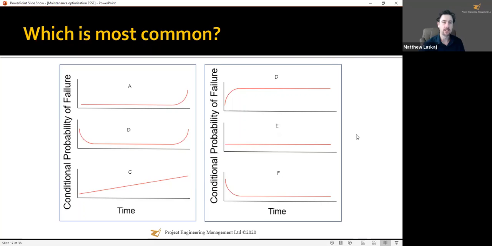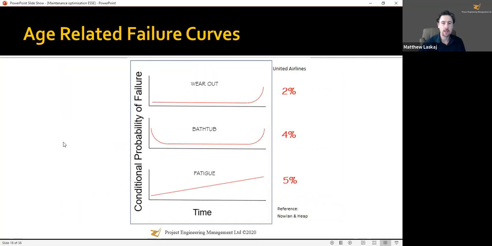What they actually found is something completely different. 2% followed the classical failure profile. So 2% of equipment failures that Nolan and Heap found followed the classical, what we call the wear out. 4%, which is what everyone always assumes is typical for failure, the good old bathtub curve, only 4% of failures followed that. 5% is what we call the fatigue. So as it gets more along its life, it has a higher chance of failure.